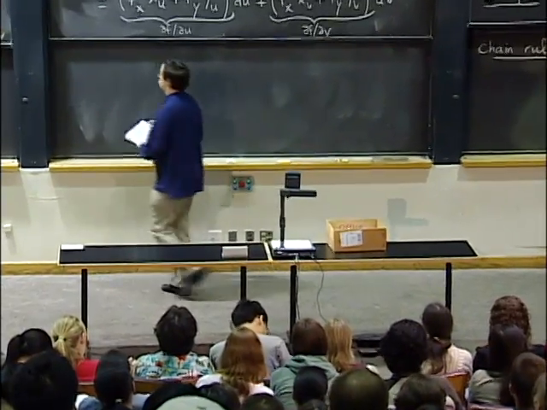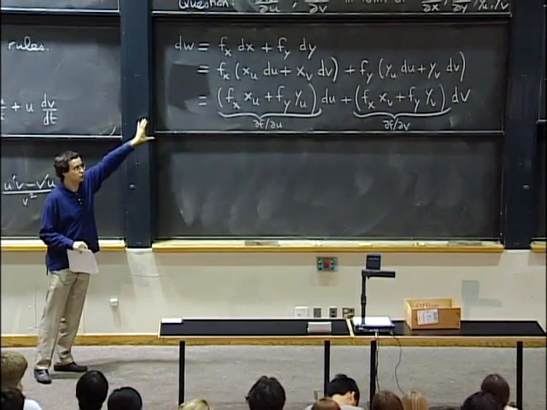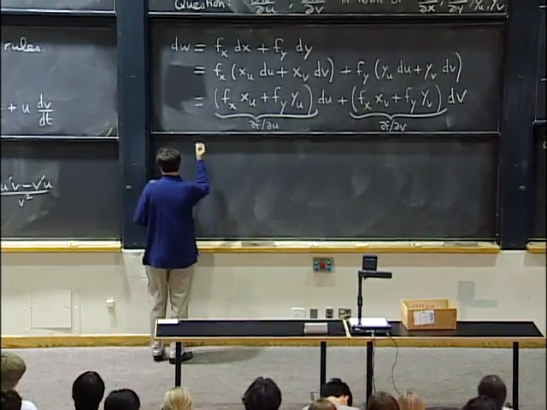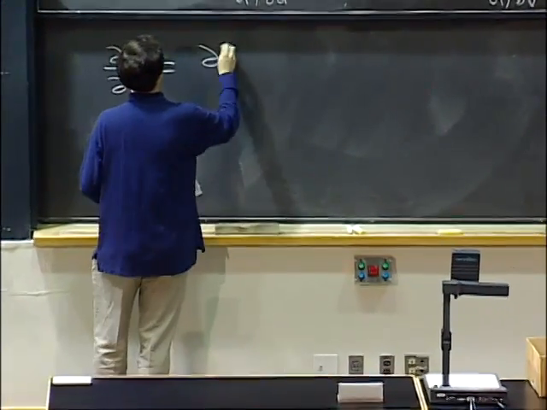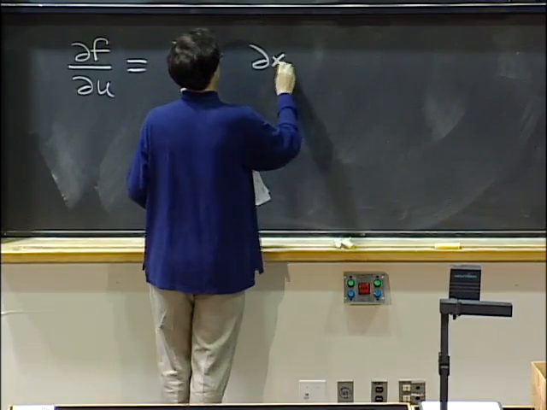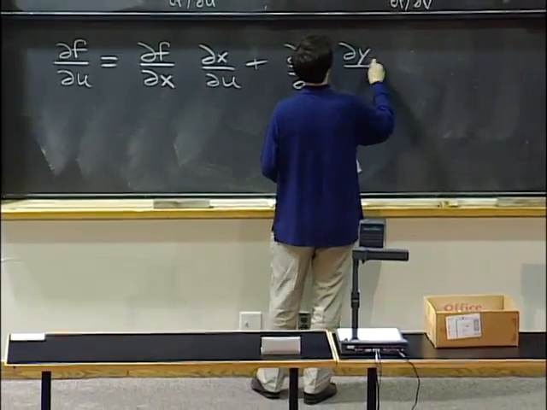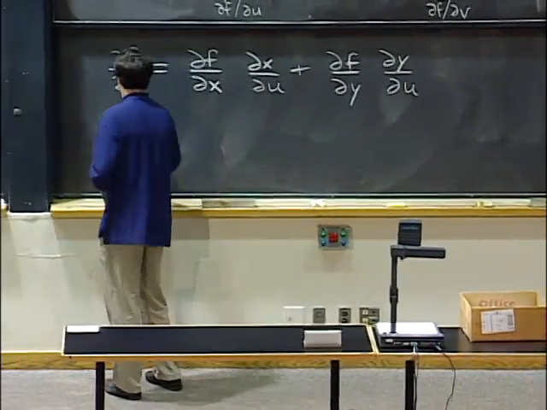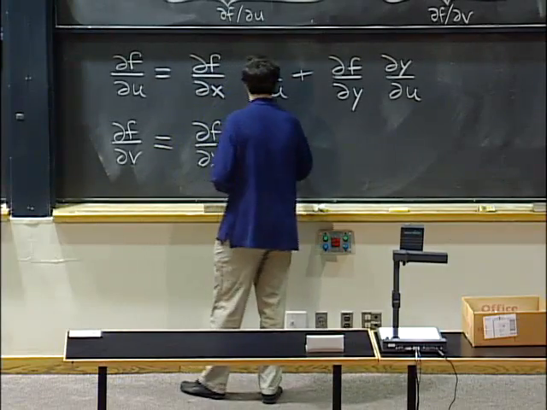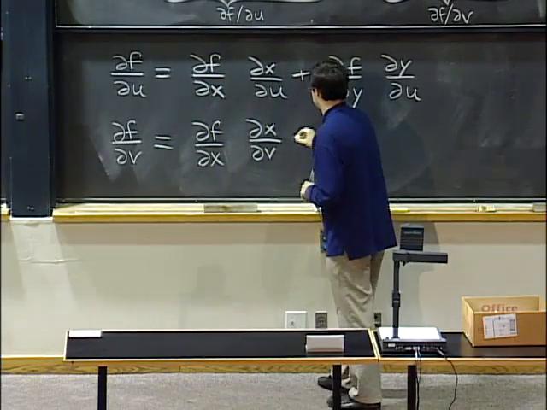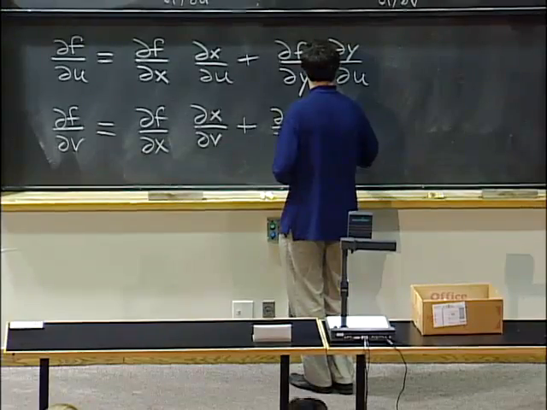Okay, so here's the chain rule for this situation with two intermediate variables and two variables that you express these in terms of. So in our setting, we get partial f over partial u equals partial f over partial x times partial x over partial u plus partial f over partial y times partial y over partial u. And the other one, same thing with v instead of u: partial f partial x times partial x partial v plus partial f partial y times partial y partial v.